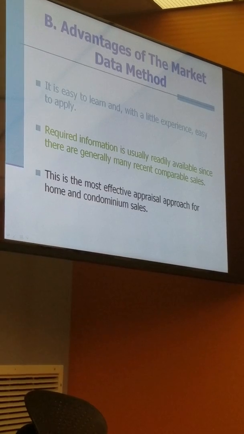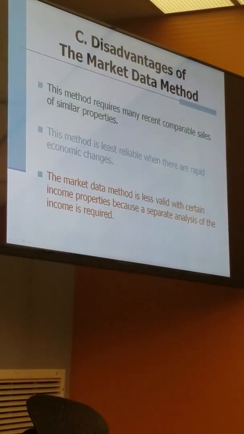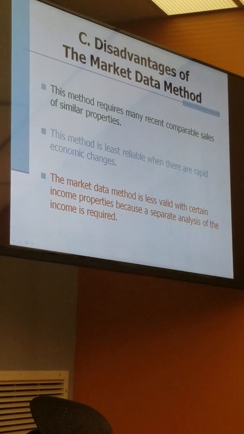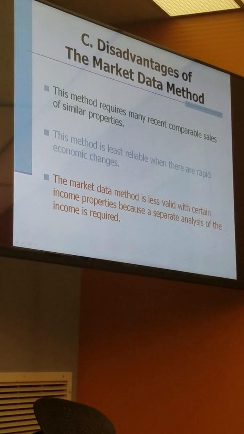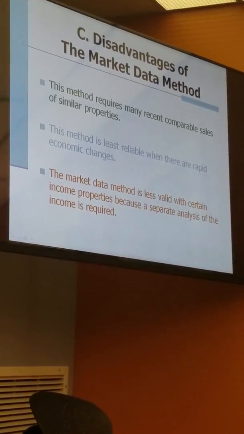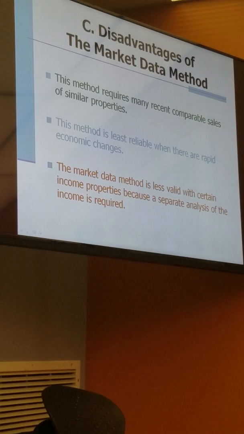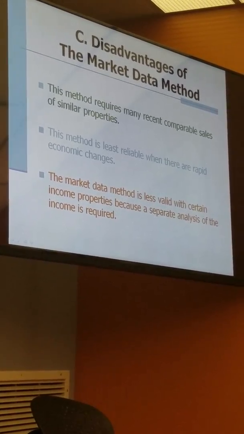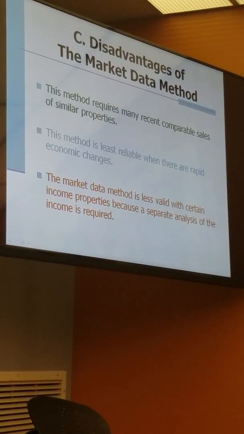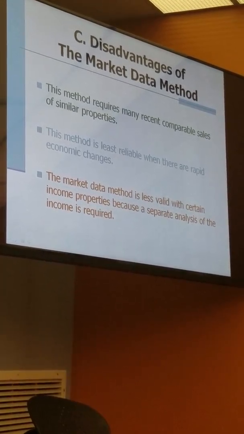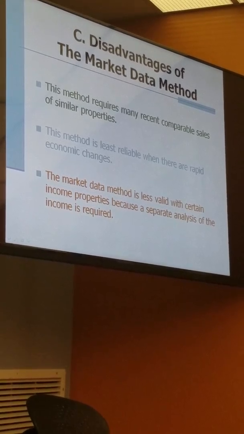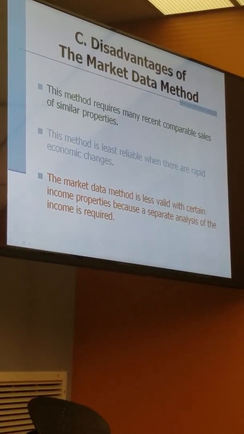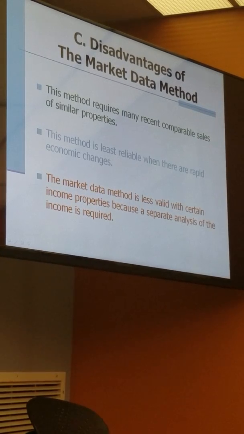This is the most effective appraisal approach for home and condominium sales. So here are some disadvantages of the market data method. This method requires many recent comparable sales of similar properties. Sometimes you'll just find properties that may have not sold within the area, so it can be a little challenging. Robert said within a half mile, but you can go up to as far as a mile or 2 miles, give or take. The market data method is less valid with certain income properties because a separate analysis of income is required. And also this method is least reliable when there are rapid economic changes.